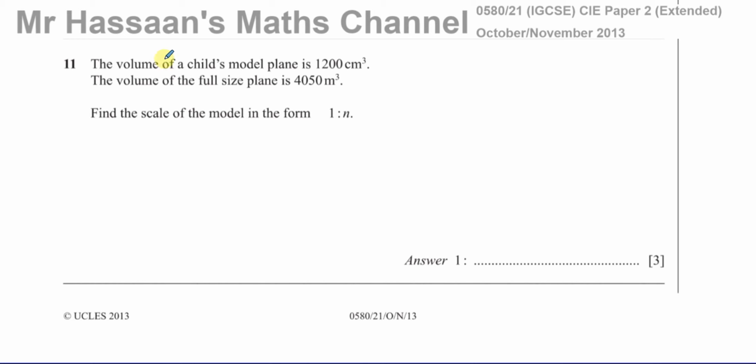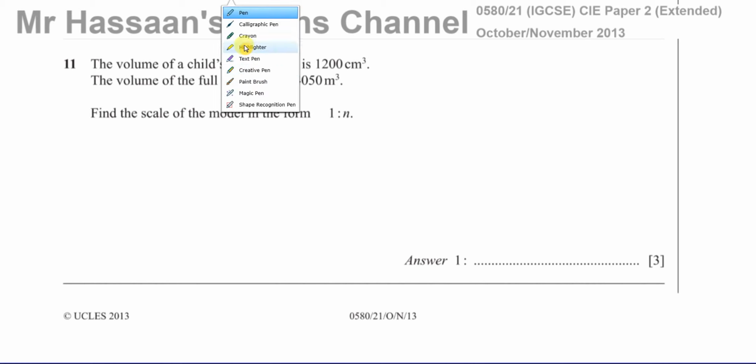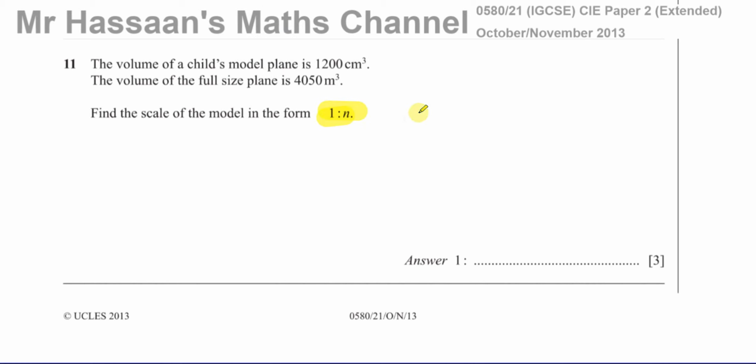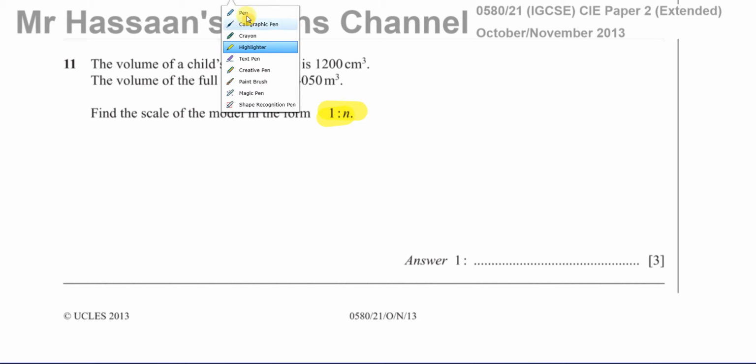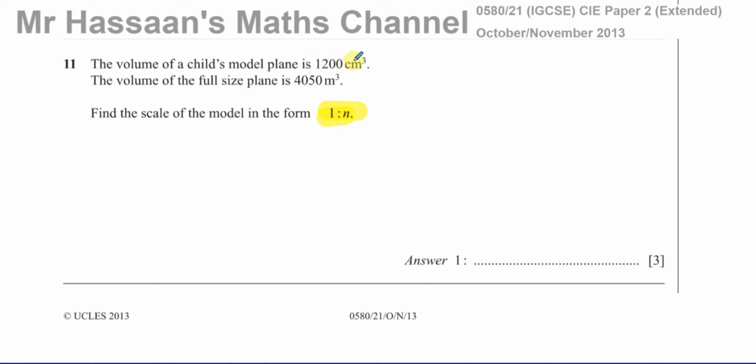Now here we're told that the volume of a child's model plane is 1,200 centimeters cubed, and the volume of the full-size plane is 4,050 meters cubed. Find the scale of the model in the form 1 to n. Now one of the things that we have to realize is that when they mention the scale of a model or a map, they mean the scale in terms of the ratio of the lengths, not the ratio of, for example, here the volumes.